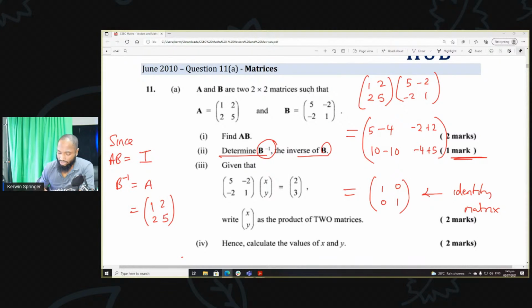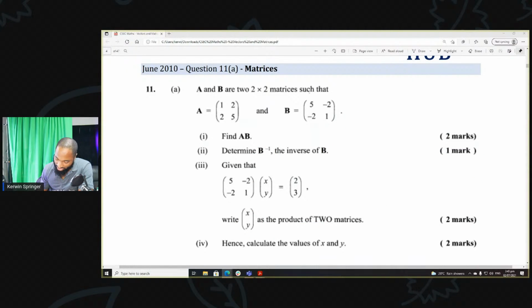Given that this is occurring, and by the way, we already know that the inverse is that. Write XY as a product of 2 matrices. This is a question from question land. So if we need to write XY as a product of 2 matrices, we need to bring this matrix across, and as you bring that across, it will turn into its inverse, which we know is 1, 2, 2, 5 by 2, 3.